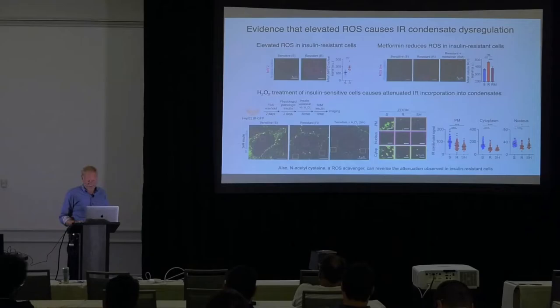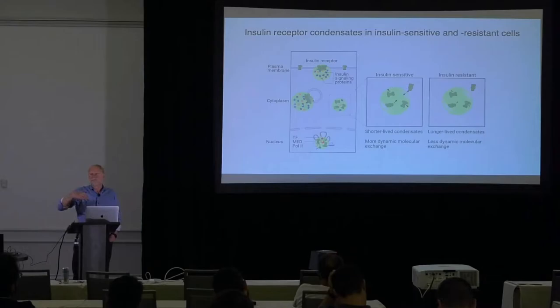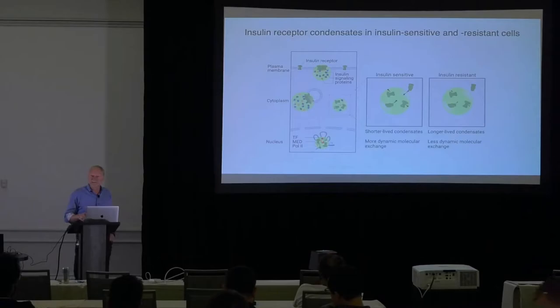So the model that emerges is, and I've shown you this part, that in insulin-sensitive cells, you have these short-lived condensates, form and dissolve. Some are large, some are small, but on average, they are about 7 seconds in their lifetime. And we think there's more dynamic molecular exchange to account for that additional insulin receptor, once liganded, coming into these condensates. In the insulin-resistant cells, due for some reason to the high ROS levels, there are longer-lived condensates, and we infer there's less dynamic molecular exchange in those condensates. And so less ability for the insulin receptor to find its way into those condensates.